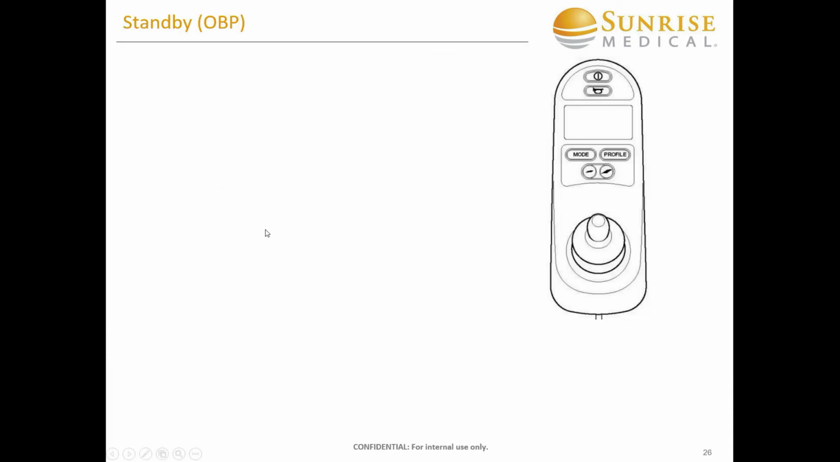Okay. We have under the onboard programming is standby. Now, what is standby? Standby is the ability for us to access the various modes of the chair without using a mode or a mode profile button. What we're going to do is we're going to use time in order to enter into those particular modes.